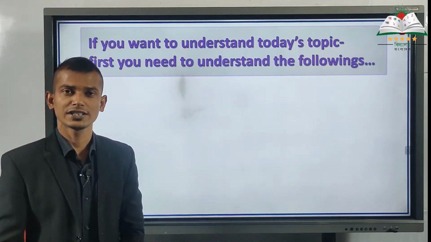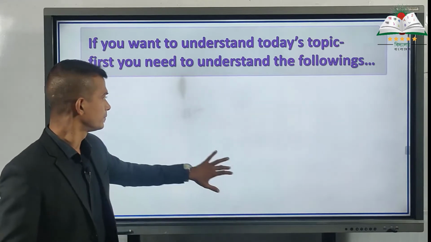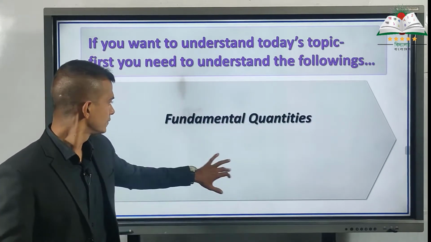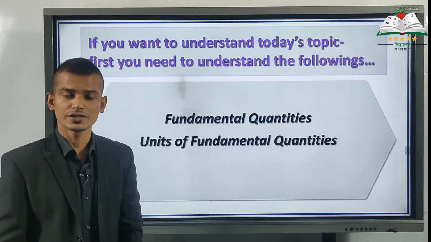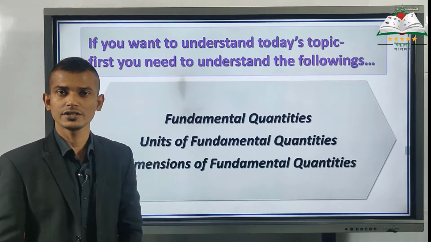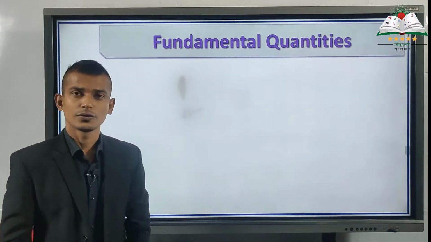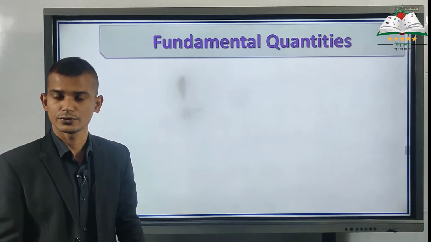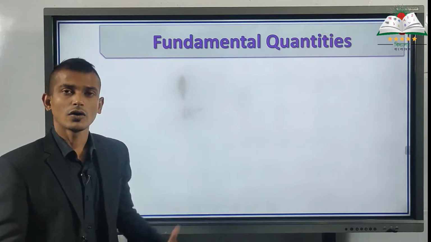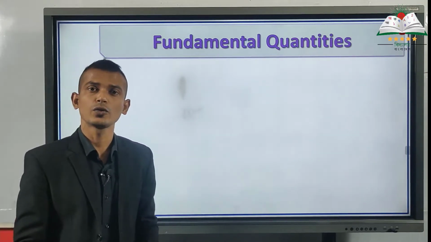But if you want to understand today's topic, the things you need to understand first are the fundamental quantities, units of fundamental quantities, and the dimensions of the fundamental quantities. Now, there are 7 fundamental quantities that we are going to discuss because it's going to be necessary for all the units and dimensions for the later stages of any quantity in physics.